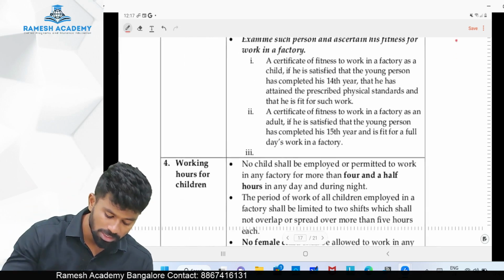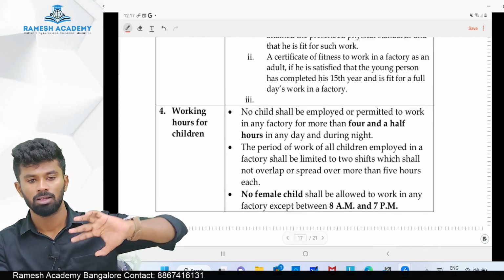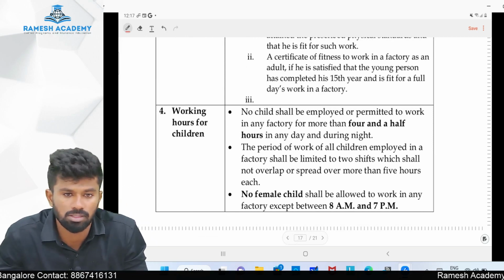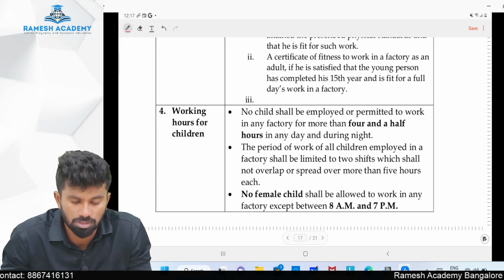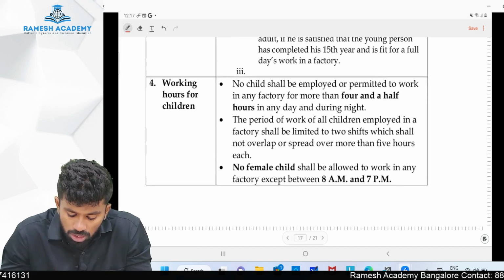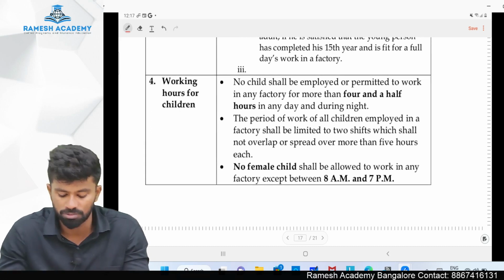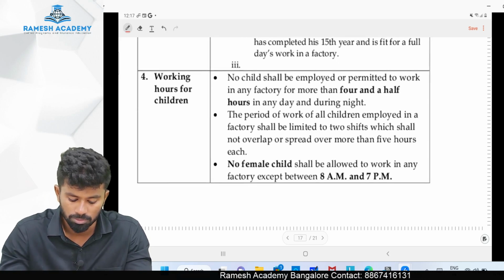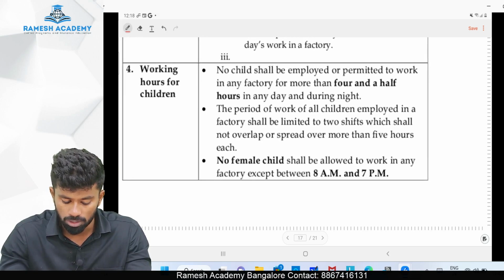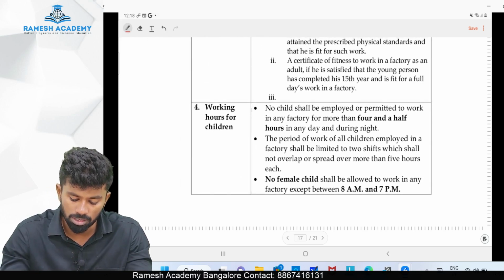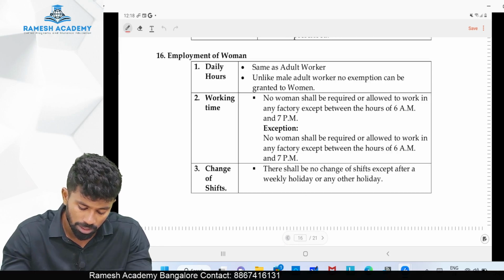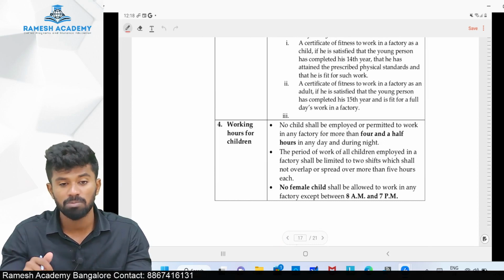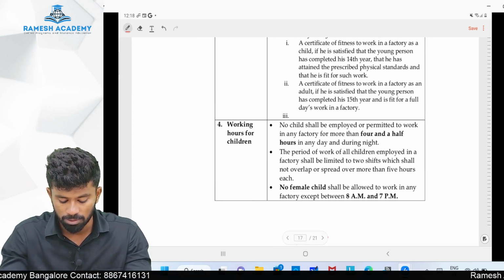Okay. Working hours of children, half of these majors. What can an adult worker work for? 9 hours in a day, but for a minor it is 4.5 hours. The period of work for all children employed in a factory shall be limited to 2 shifts, which shall not overlap, spread over not more than 5 hours each, maximum 5 hours. No female child shall be allowed to work in any factory except between 8 am and 7 pm. So, for women workers it is 6 am to 7 pm, but for female child workers 8 am to 7 pm.